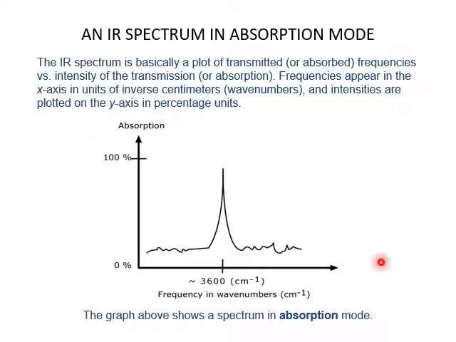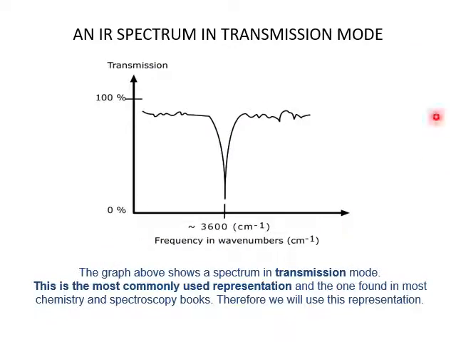So this is our absorption mode, which is the one that we don't really look at. We have frequency here, and this is going to tell you which kind of functional group you have, and this is how strong that is. So it'll give you more evidence about that functional group. But this is the one that we look at. As you can see, it's the inverse of the absorption. This is the most commonly used representation and the one found in most chemistry and spectroscopy books. Therefore, we'll use this representation.